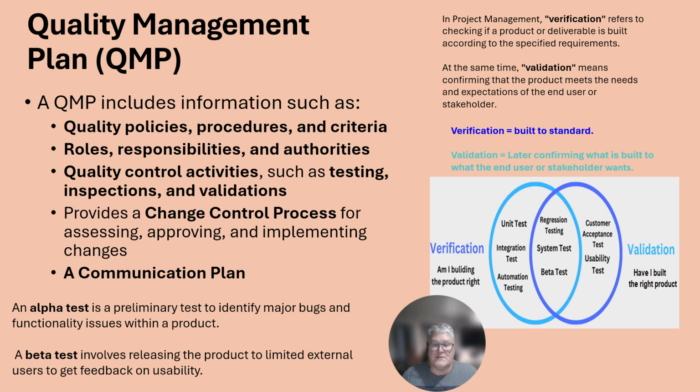So, quality management plan. It includes the following: quality policies, procedures, criteria, roles, responsibilities, and the authorities, quality control activities such as testing, inspection, and validation. It provides for a change control process for assessing, approving, and implementing changes, and then a communication plan.